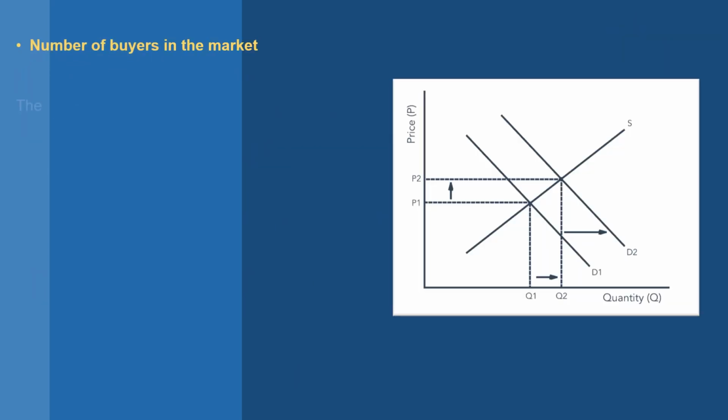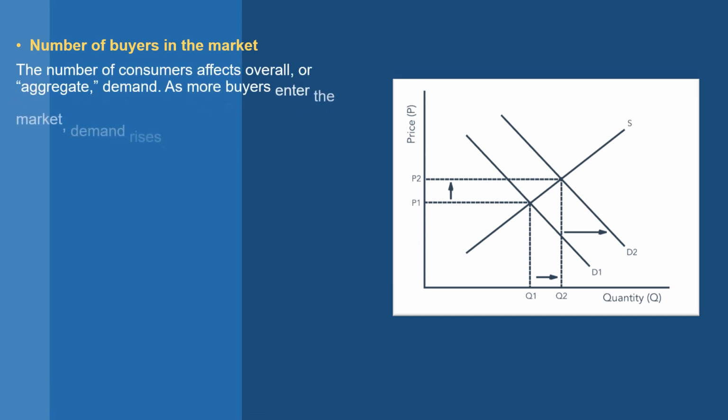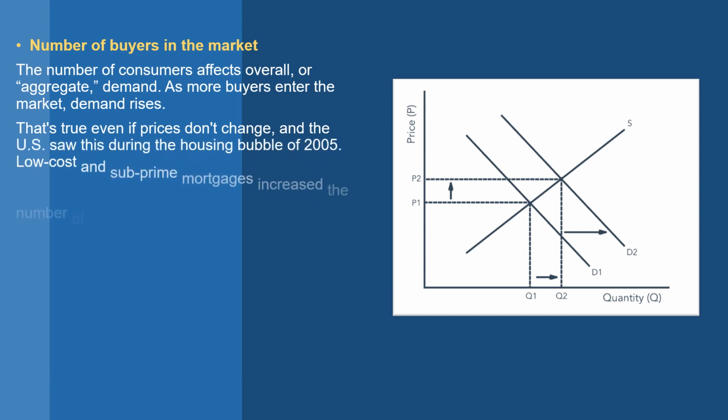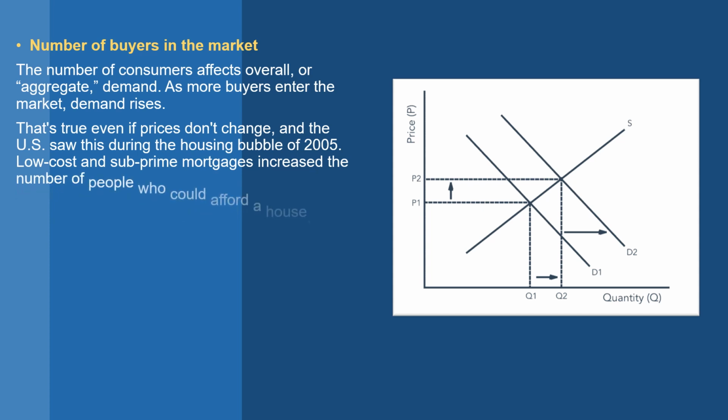Number of buyers in the market. The number of consumers affects overall or aggregate demand. As more buyers enter the market, demand rises. That's true even if prices don't change, and the US saw this during the housing bubble of 2005. Low-cost and subprime mortgages increased the number of people who could afford a house.